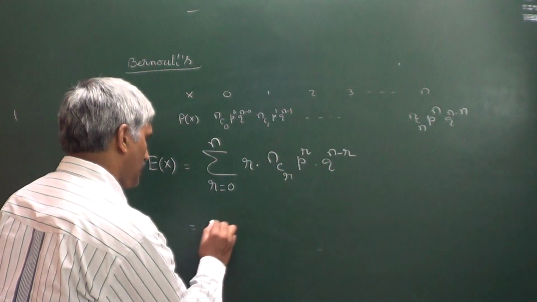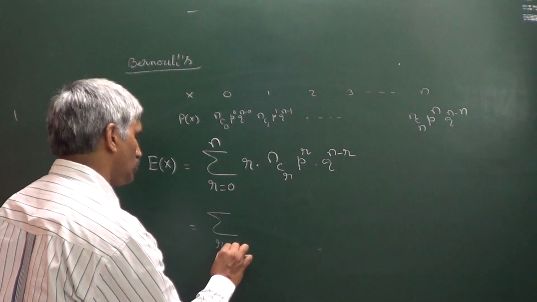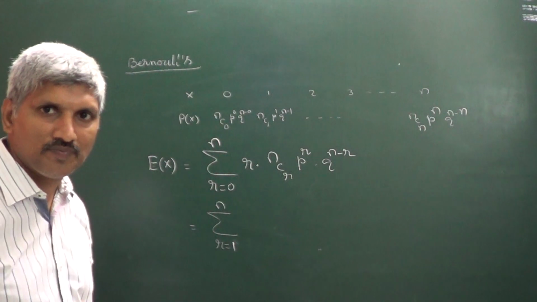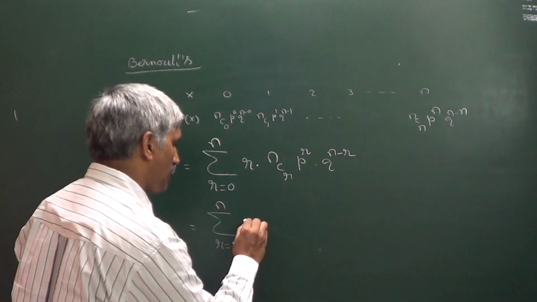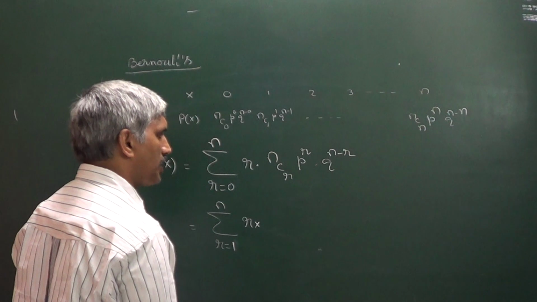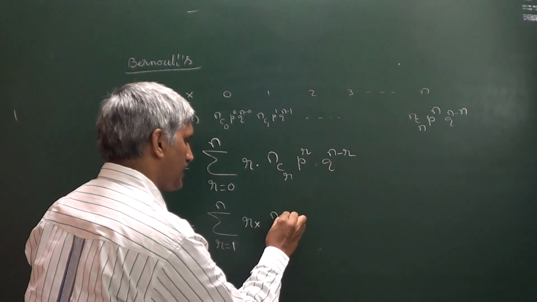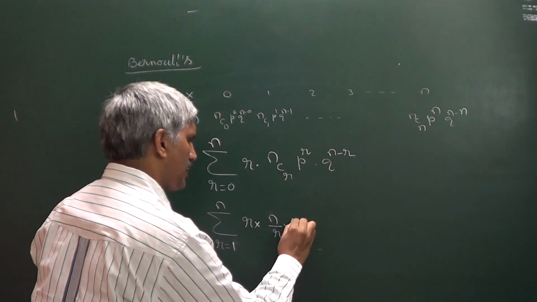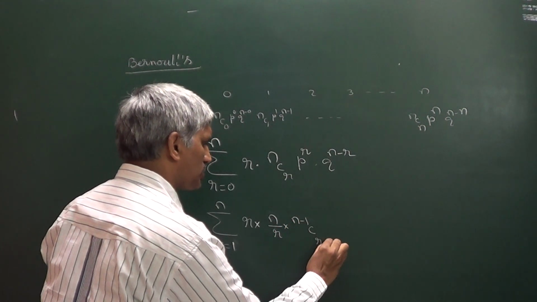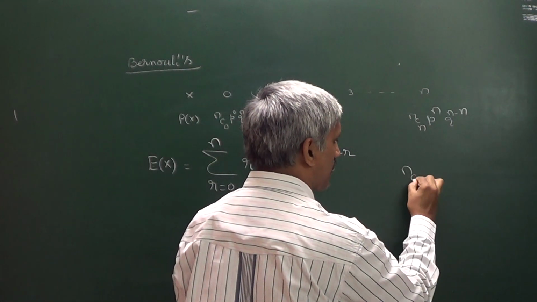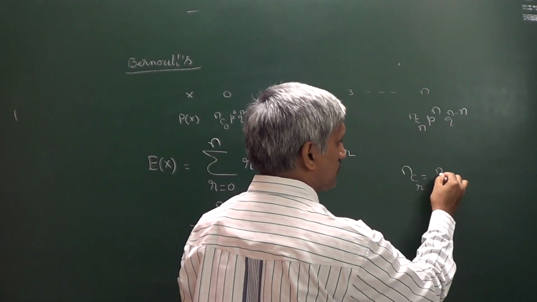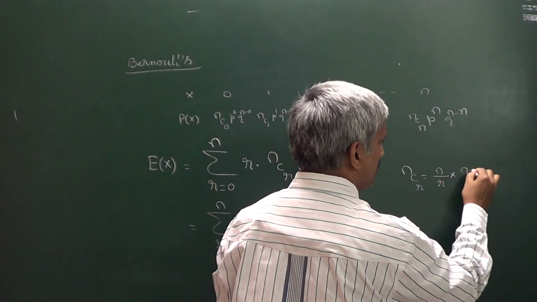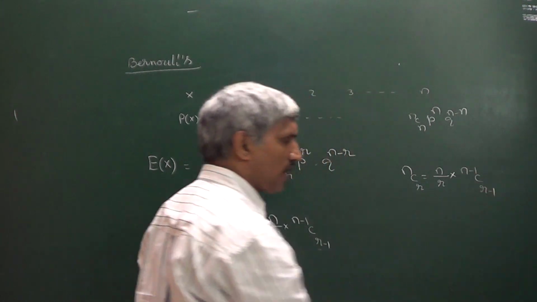Now I can write this as summation r equals 0 to n, or we can write 1 to n also, no issue, right? So r equals 1 to n. We can write r into nCr as n by r into n minus 1 C r minus 1. I hope everyone knows this from the first year binomial theorem chapter or permutations and combinations. nCr can be written as n by r into n minus 1 C r minus 1, right?